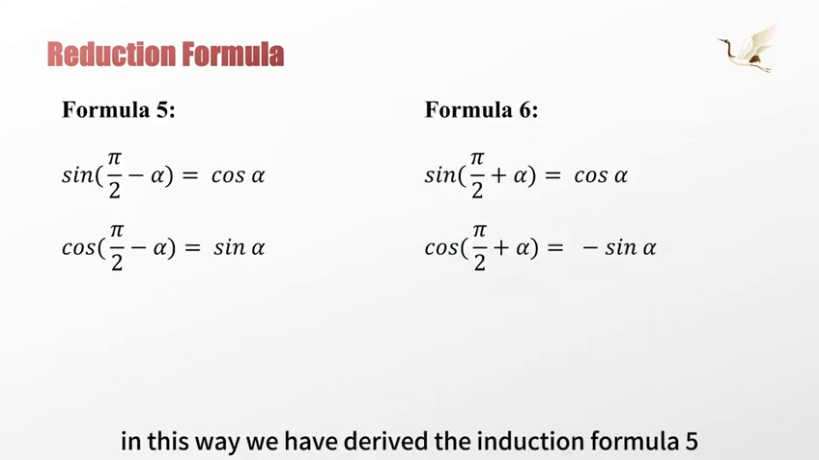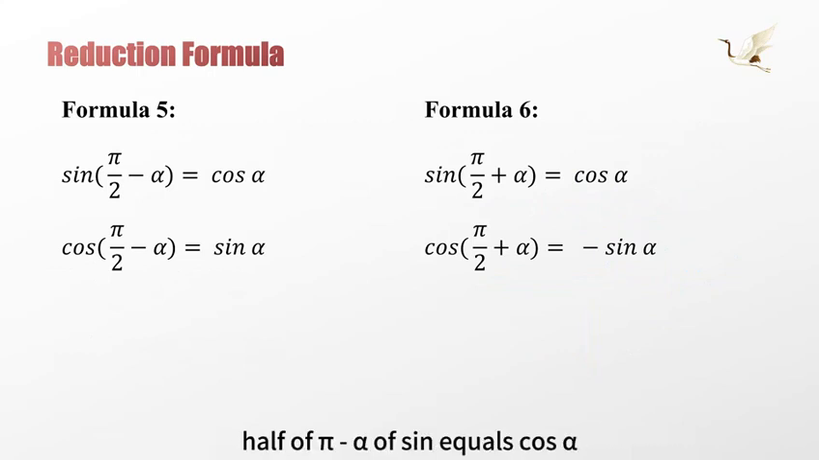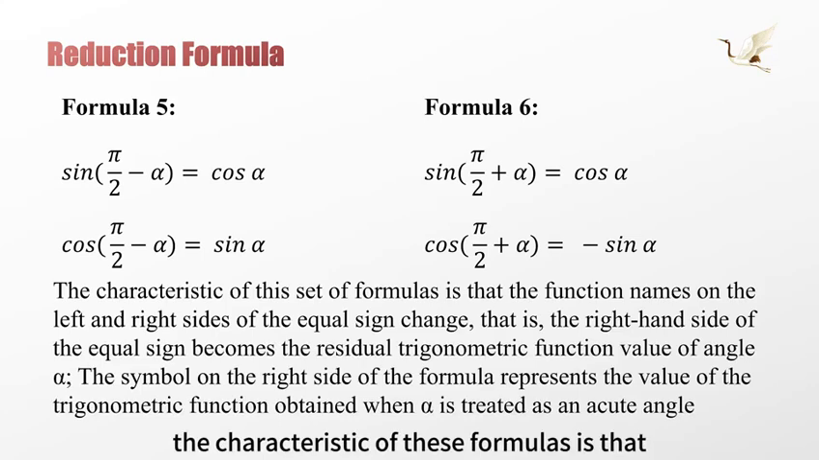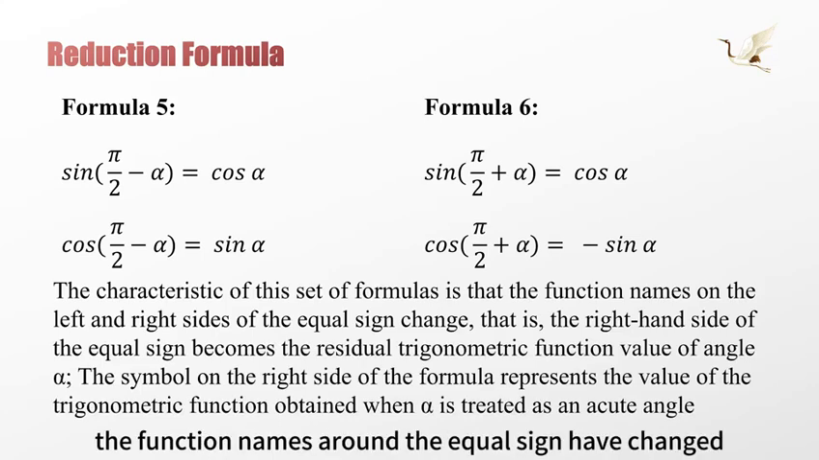In this way, we have derived induction formula 5: sine of half pi minus alpha equals cosine alpha, and cosine of half pi minus alpha equals sine alpha, and induction formula 6: sine of half pi plus alpha equals cosine alpha, and cosine of half pi plus alpha equals negative sine alpha. The fifth set of formulas is the functional relationship between half pi minus alpha and angle alpha. The sixth group of induction formulas is the relationship between half pi plus alpha and alpha. The characteristic of these formulas is that the function names around the equal sign have changed.